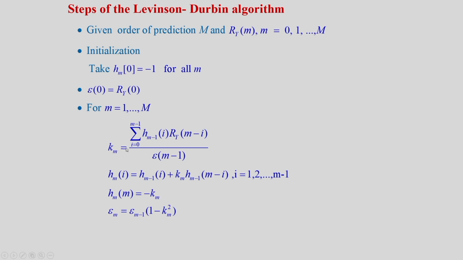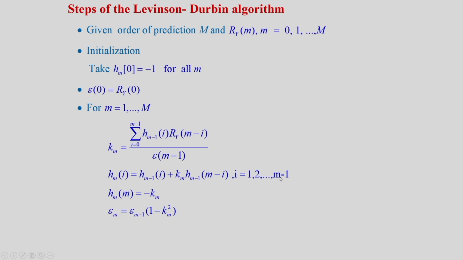First, we determine Km by this relationship. This Km, the reflection coefficient of order m, is determined from the m minus 1th order filter coefficients and the m minus 1 order estimation error. Then we update Hmi equal to H of m minus 1 i plus Km into H of m minus 1 m minus i. This we do for i equal to 1, 2 up to m minus 1. Then we put Hm of m equal to minus Km.